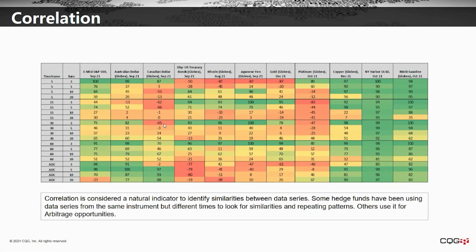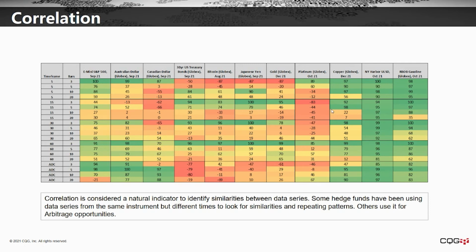Looking at an overview of the correlation of various depths on various time frames, like 5 minutes, 15 minutes, 30 minutes, 60 minutes, and daily, we can see that, of course, heating oil and gasoline being derived from crude oil are showing a high correlation at multiple levels.